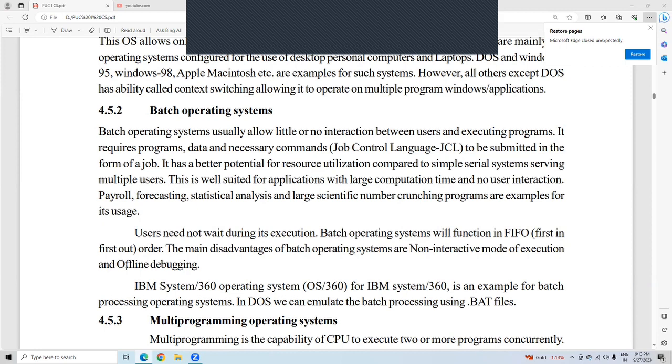Batch processing in the sense what? Simultaneously executing multiple commands. In DOS, there are files called .bat, which stands for batch files, where we store more than one DOS command. When we execute that batch file, all the commands present in it will be executed one by one. That is a batch file, right?